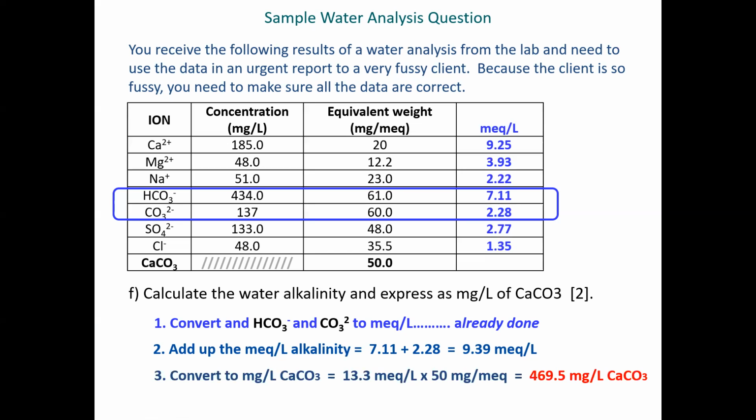And then the last step is the same as what we did with hardness. You are multiplying it by the equivalent weight of calcium carbonate, which is 50. And so we're getting 469. So notice that alkalinity and hardness are not the same.